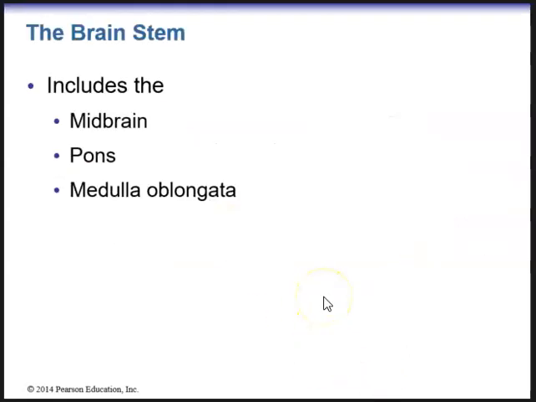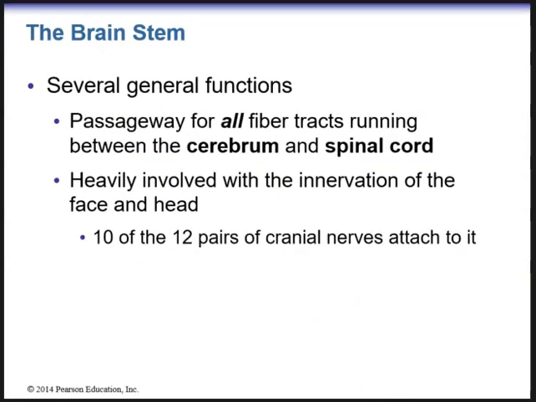The brainstem includes the midbrain, pons, and the medulla oblongata. It has several general functions. It provides the passageway for all fiber tracts running between the brain and the spinal cord, between the cerebrum and the spinal cord. It is heavily involved with the innervation of the face and head. The brainstem has 10 of the 12 pairs of cranial nerves attached to it.